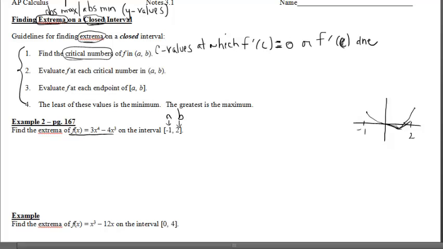So like I said, you might want to pick up your calculator and kind of simulate this graph, but this is the graph, the piece of that 4th degree function on this closed interval. Remember, this is A and this is B.